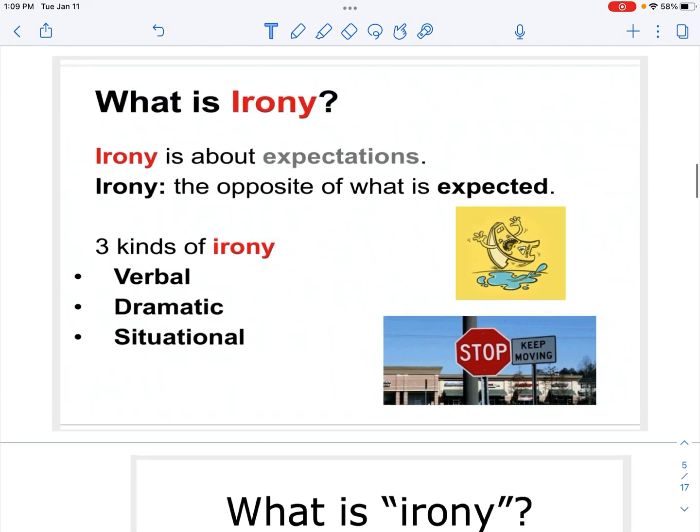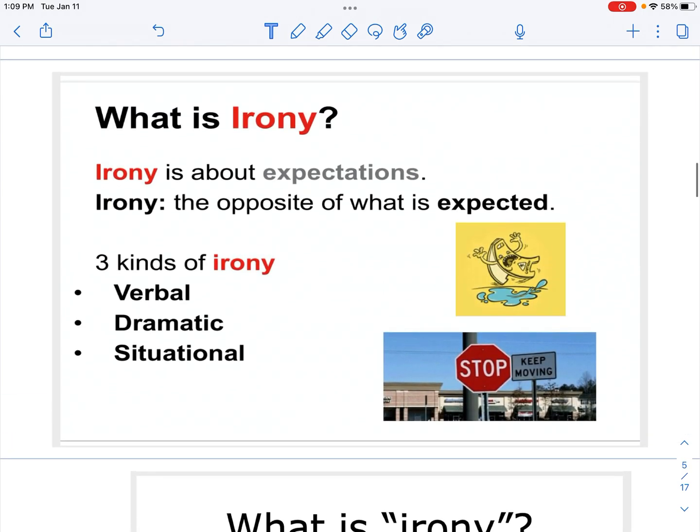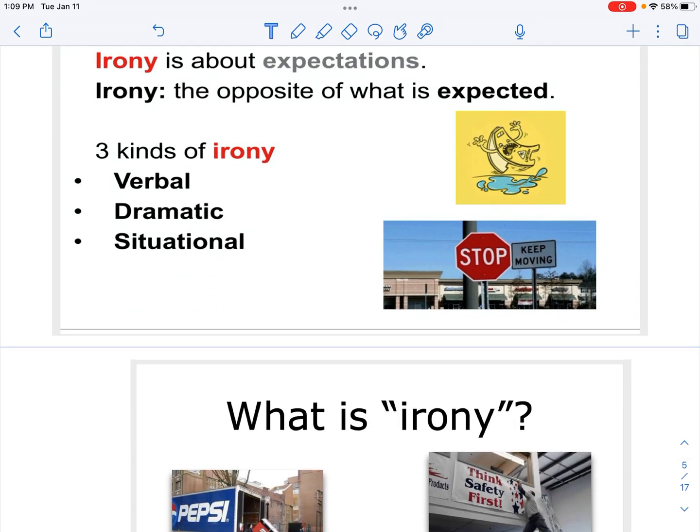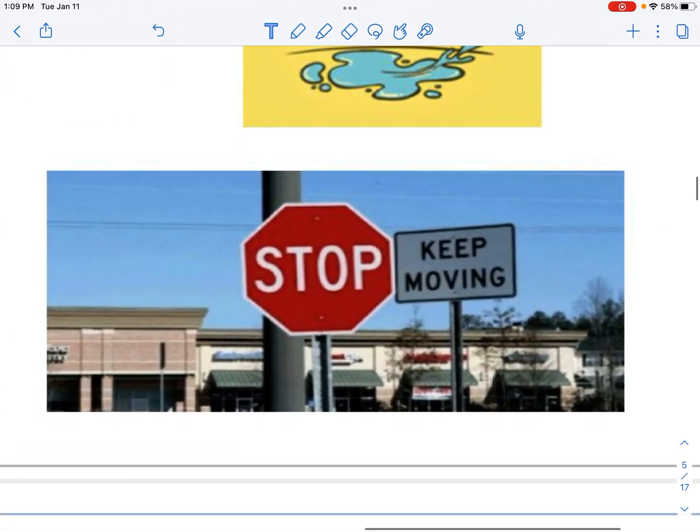All right, I'm going to keep moving on. Again, at any time, please pause. So what is irony? Irony is about expectation. It's the opposite of what is expected. And there are 3 types of irony. There's verbal, when someone says something that's the opposite of what's expected. There's dramatic, which we'll go over today. And then there's situational. Situational is not when someone says something that's the opposite of what is expected. That's verbal. Situational is when you see something that is the opposite of what is expected.